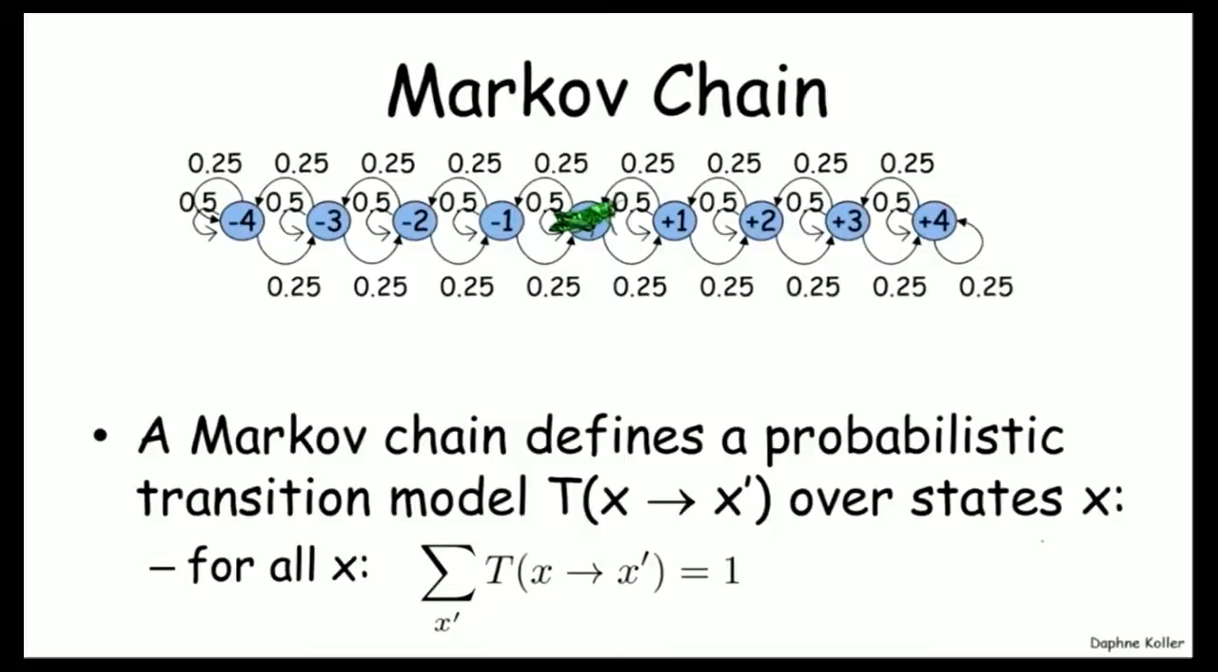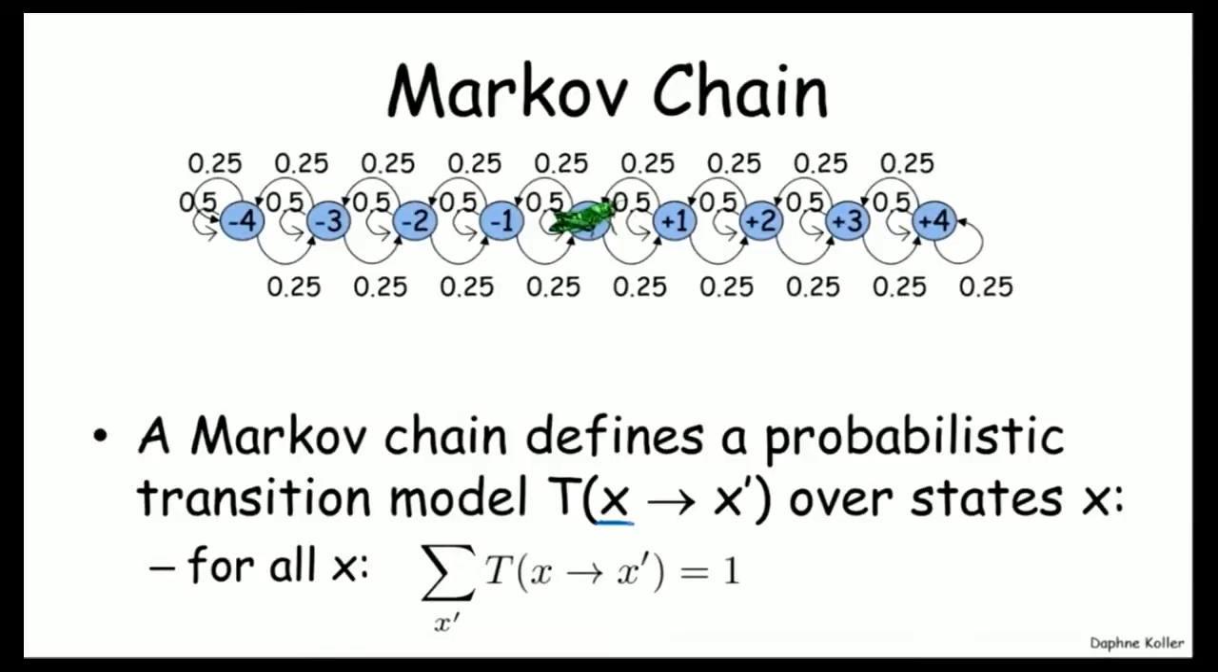So we have a Markov chain, and a Markov chain is defined over a state space, which we're going to use X's to denote. And so here is an example of such a state space. This is a very simple state space. It starts with the 0 point over here, and it has 4 negative numbers to the left and 4 positive numbers to the right.